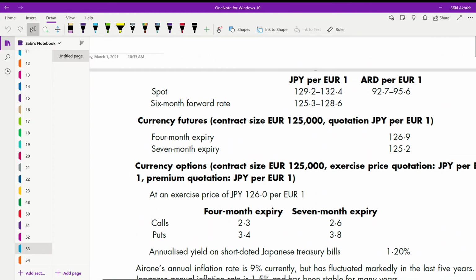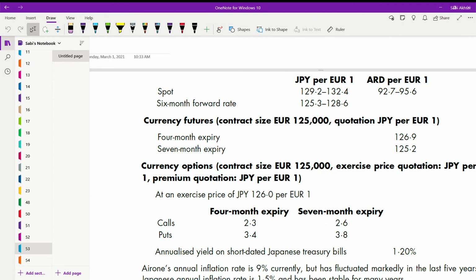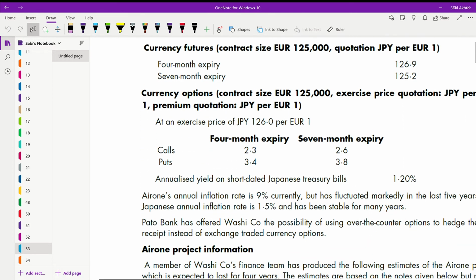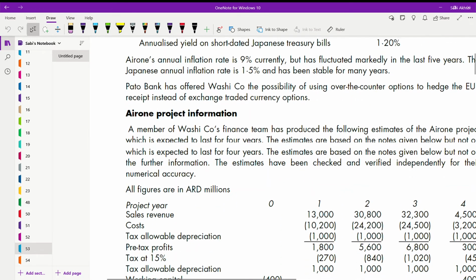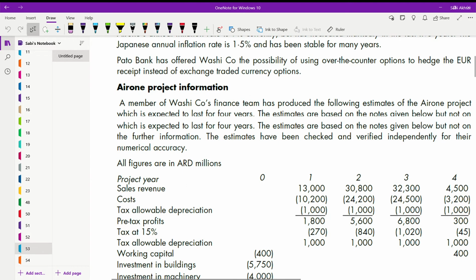Here, if you see, this is exchange rate risk management. In this, we'll see how they can bring out an investment appraisal question. So all these things are not needed. What is important here starts from here, the AFM project information. They have given you all this information.